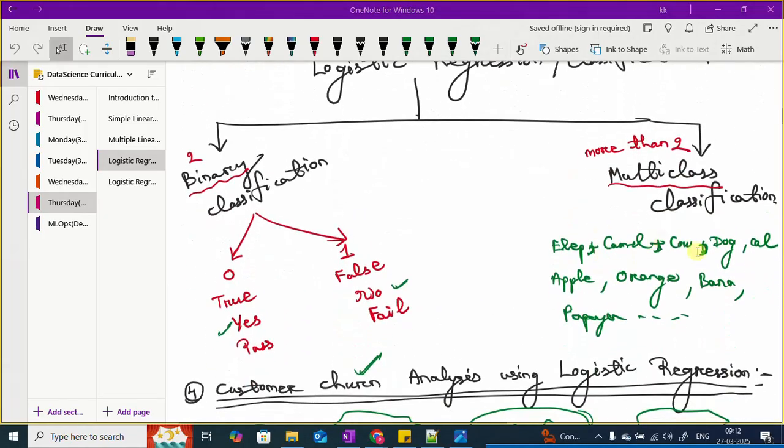Now coming to multi-class classification, we have more than two classes. For example, let's say I'll take the animal category. We have different animals. Whenever I show you the picture of an animal, you tell me which category it belongs to: elephant, camel, cow, dog, cat, whatever it may be. Similarly, for fruits, we have apple, orange, banana, papaya, a lot of things. So here I have more than two classes. As I have more than two classes, I cannot represent it using binary classification. That's why we move to multi-class classification, where more than two classes are present.